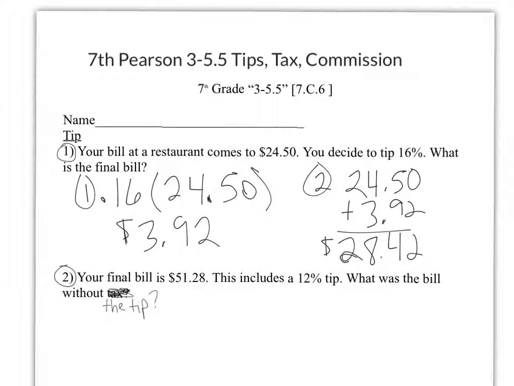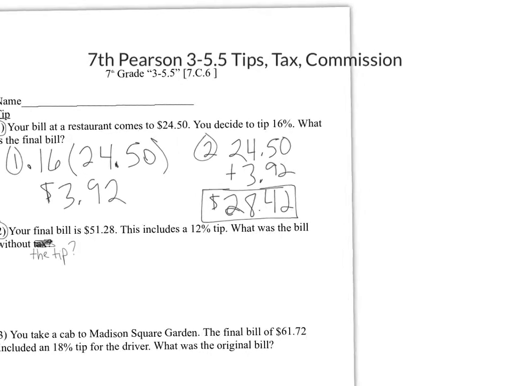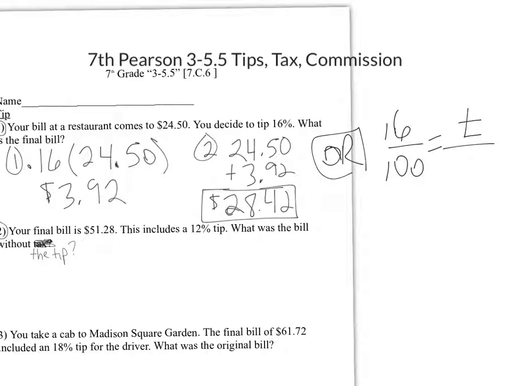Okay. We could do this technically also as a proportion. Most people find it easier to do this way, but if you wanted to, your other option as a proportion, you could do 16 over 100, which is 16%, is equal to T over 24.50. And if you find T, then that would be your tip amount, and then you would add that to the 24.50.